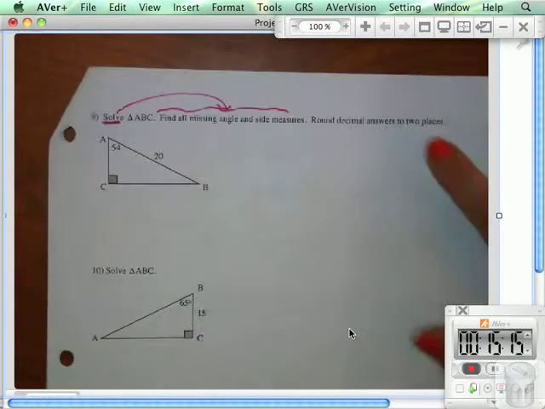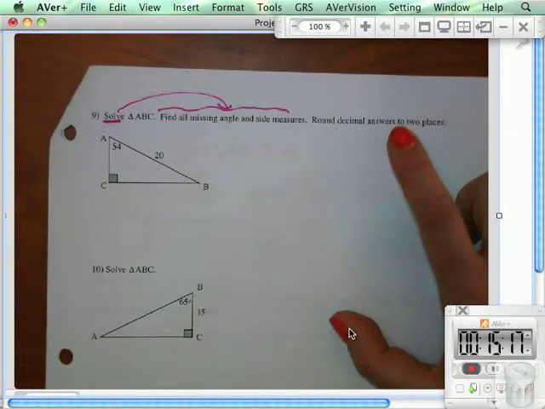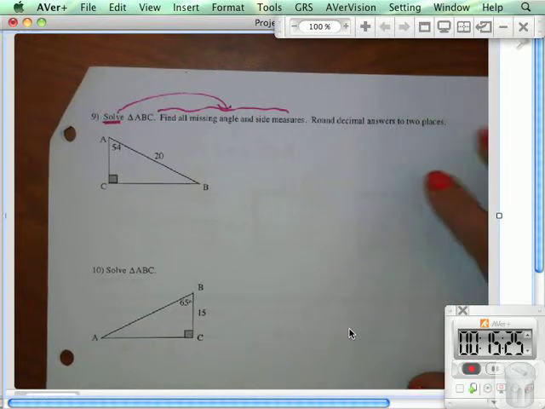Round decimal answers to 2 places, which means we don't have to leave it in square root form, right? We can put it in decimal form. That's always nice. So the first thing we'll do is, let's see, we have these 2 angles.